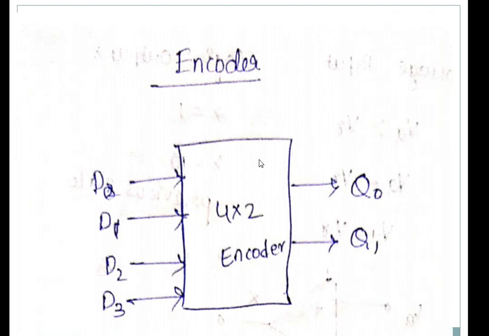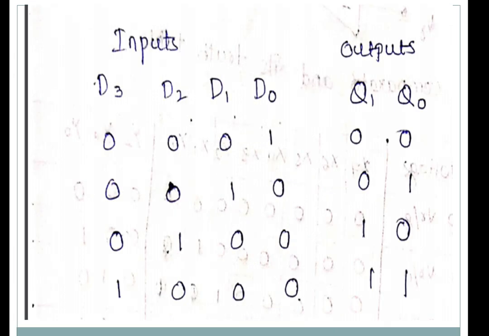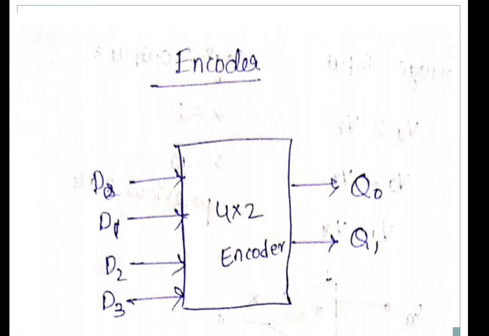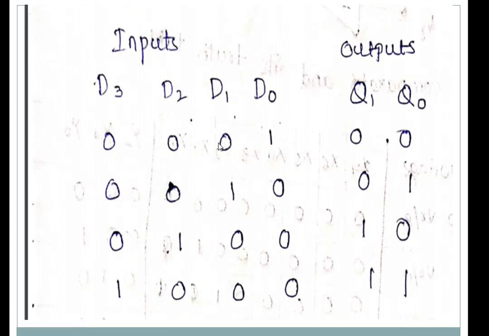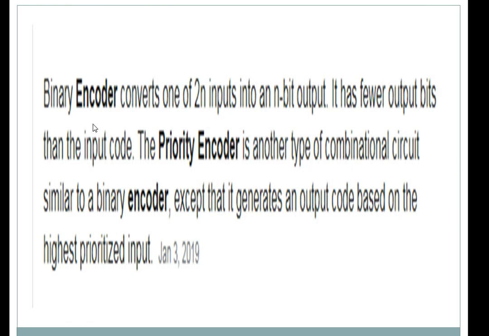What is an encoder? We will study in detail about the priority encoder. The encoder is nothing but a circuit that converts 2 power n inputs into n outputs. So this is the 4 to 2 encoder. The truth table for the 4 to 2 encoder is: whenever D0 is 1, the output is 0 0. Whenever D1 is 1, the output is 0 1. Whenever D2 is 1, the binary equivalent of 2 is 1 0. Whenever D3 is 1, the binary equivalent of 3 is 1 1. So here the binary encoder converts 1 of 2 power n inputs into an n bit output. It has fewer output bits than the input code.